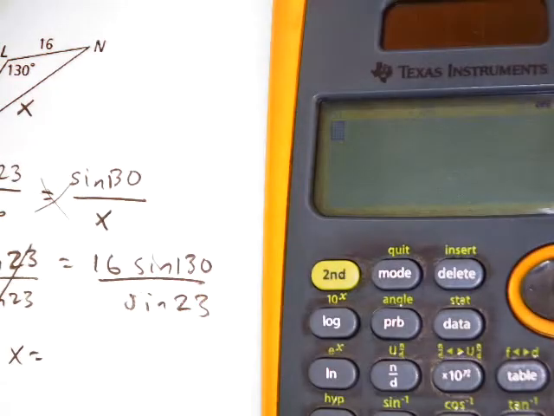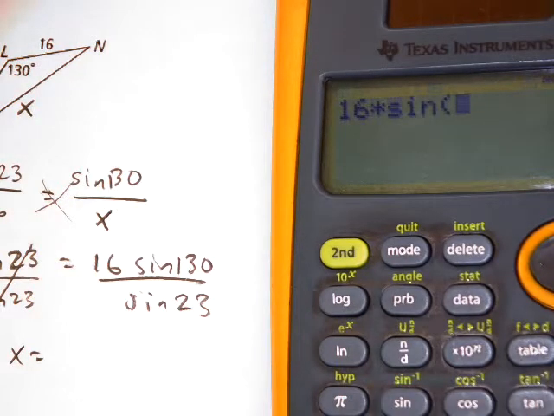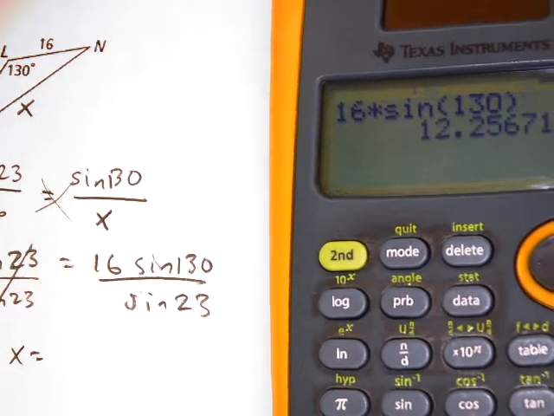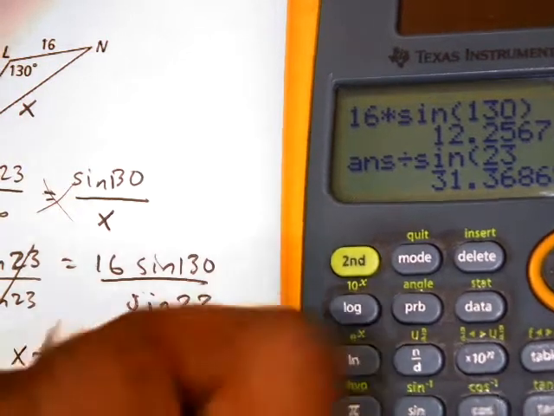Let me do that again. 16 times sine 130 divided by sine 23 is 31.4.